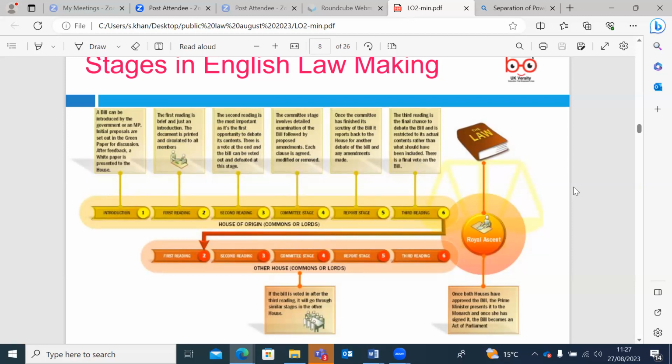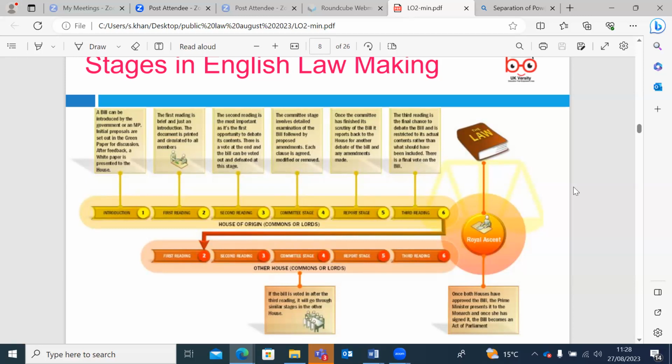Then once this committee stage has finished its scrutiny of the bill, it reports back to the House for another debate of the bill, and any amendments that need to be made. And here at the report stage, the bill is further debated and voted upon by the House. And then we have the third reading, and this is the final chance to debate the bill and is restricted to its actual contents rather than what should have been included. There is a final vote on the bill.